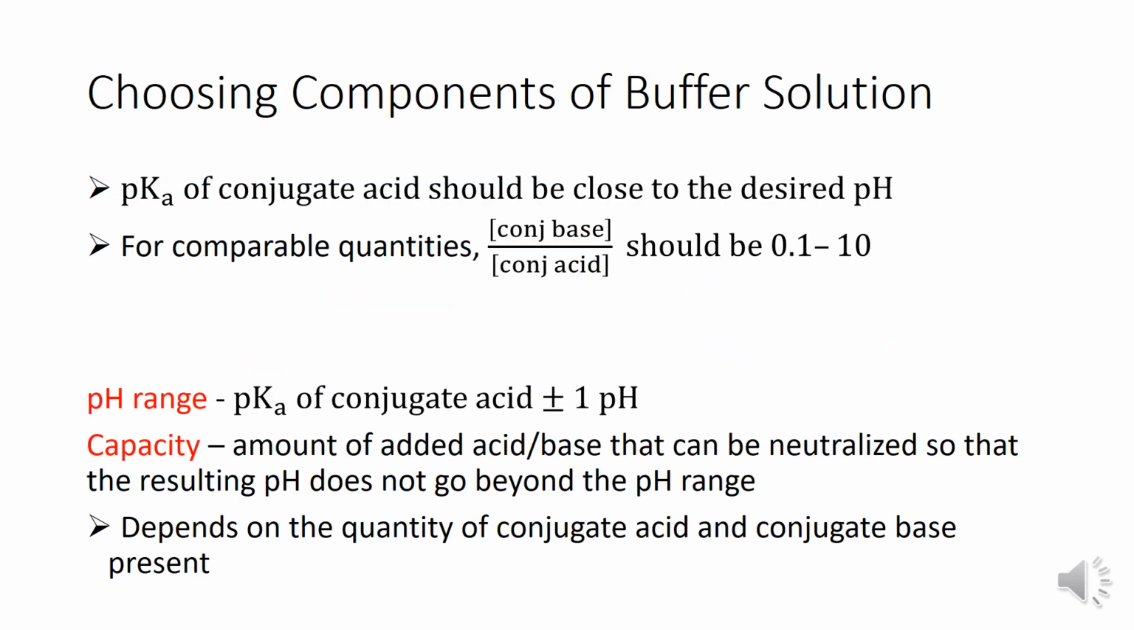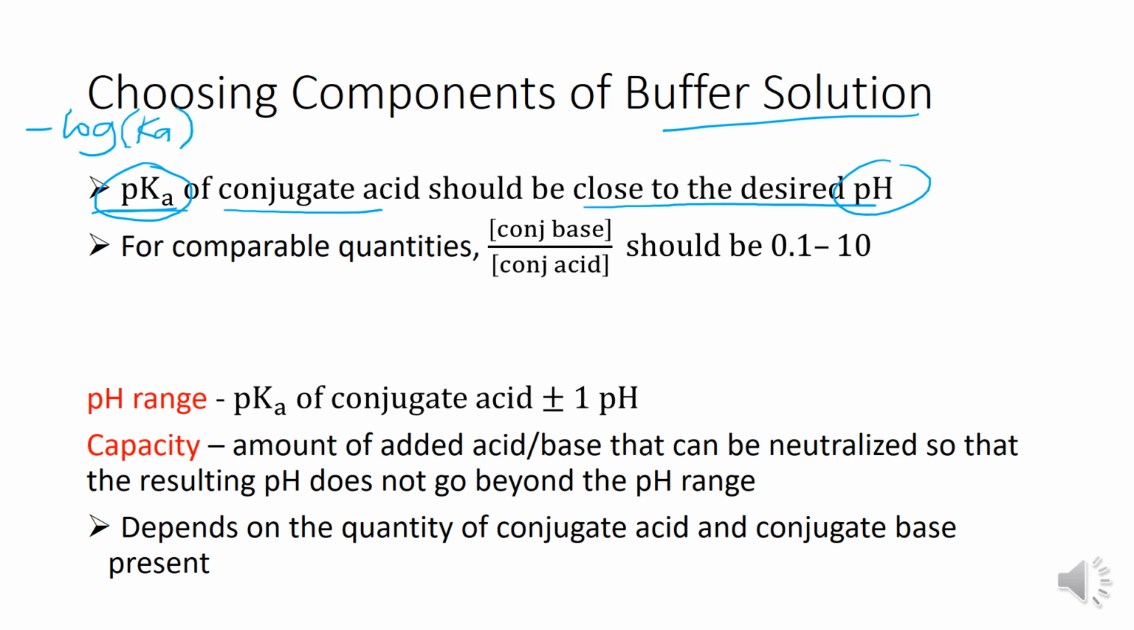Now, how do we choose the substances and their quantities that we have to combine for a buffer solution? First, the pKa of the conjugate acid should be close to the desired pH. Now, recall that, as in the case of pH, the p in pKa means negative log to the base 10. So pKa means negative log to the base 10 of Ka, or the acid ionization constant. And the value of that should be close to the pH that you want for your buffer solution.